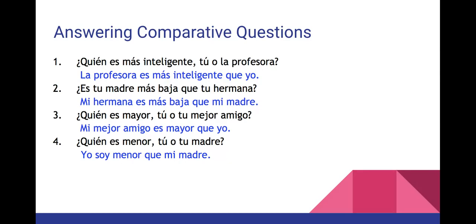And here is how we would answer these sentences. Same formula as the last couple slides. You're just going to literally write out the comparative statement. So, la profesora es más inteligente que yo. Okay. Mi hermana es más baja que mi madre. Mi mejor amigo es mayor que yo. And yo soy menor que mi madre. Okay, same sentences. All right, and that is all for this chapter.